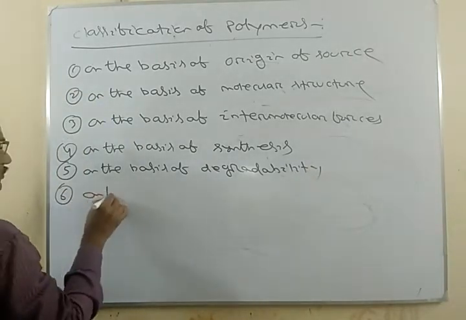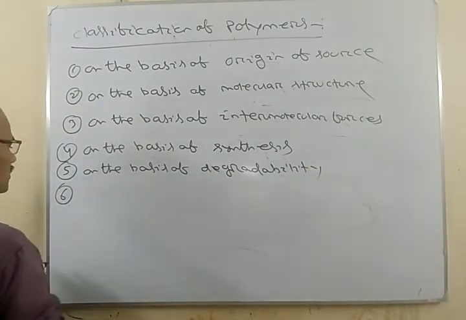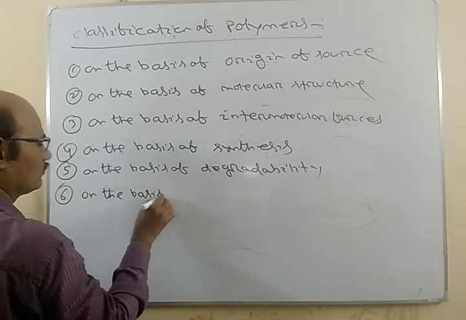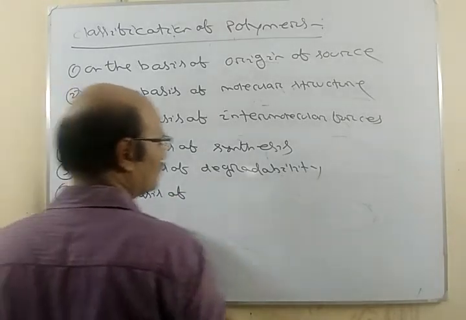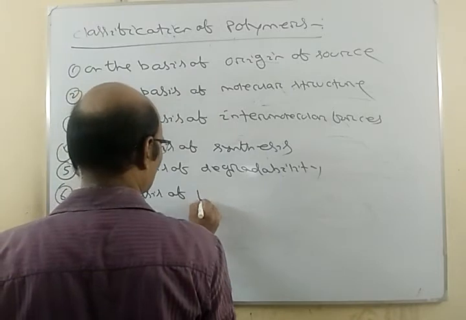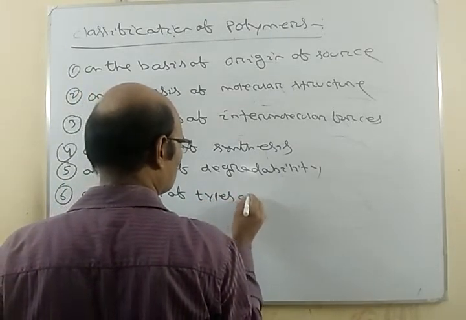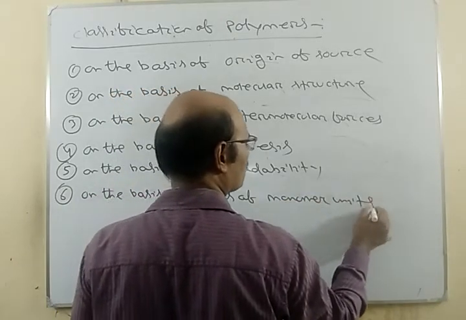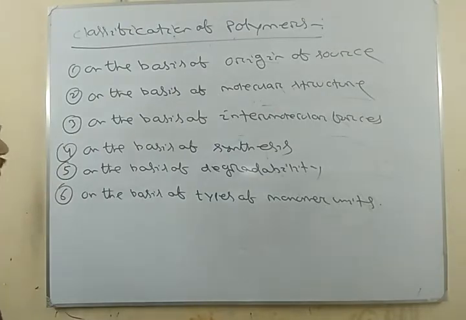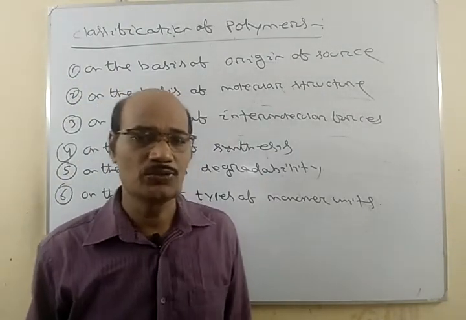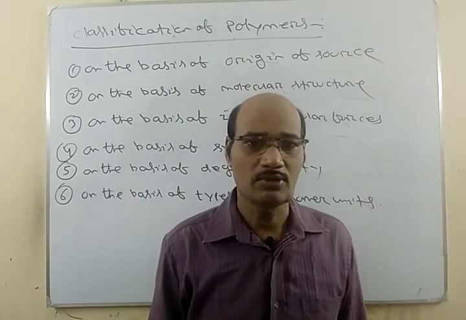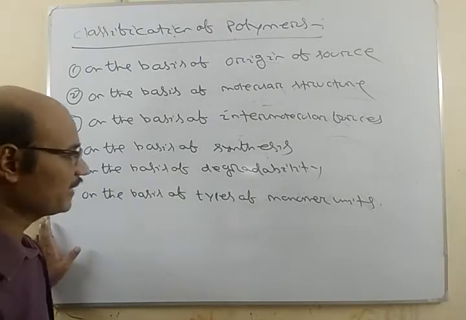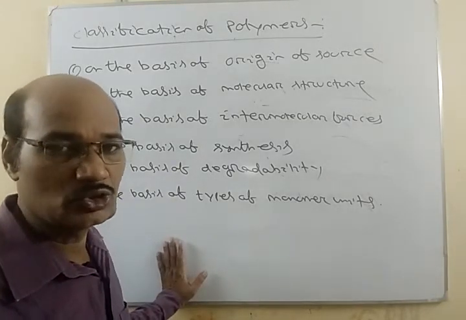Number six, on the basis of types of monomer units. So these are the 6 types of classification based on the classification of polymers. So these are the different types of classification of polymers. So we'll discuss one by one.